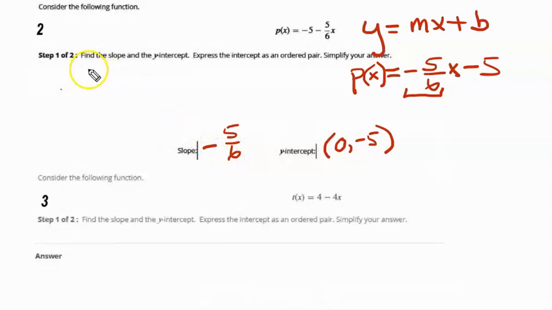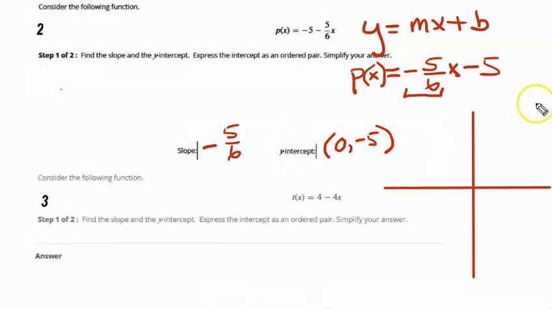Now in step 2 of this particular example, they're also going to ask you to graph this. So let's make a little graph here. I didn't have one for this. Our y-intercept is -5, so we put that there. 1, 2, 3, 4, 5. So that'll be a dot there.